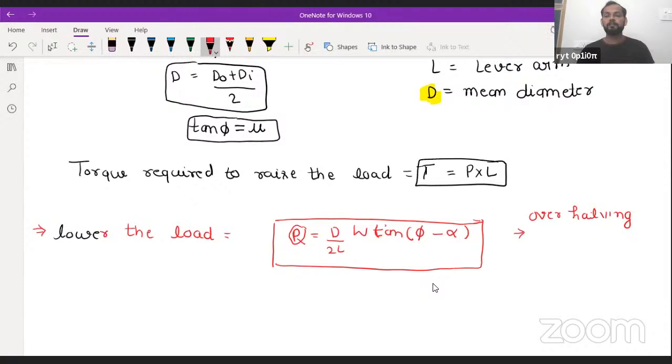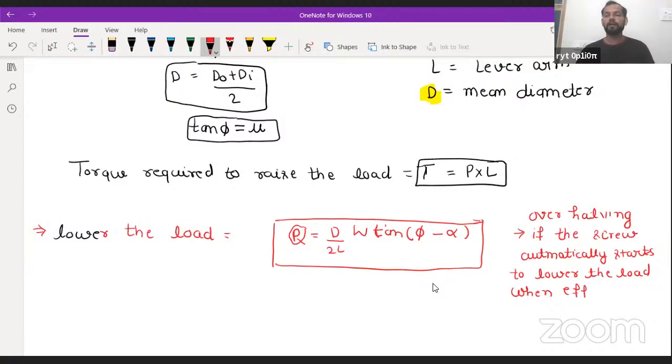If the screw automatically starts to lower the load when the effort is removed, such a type of screw jack is called the overhauling screw.